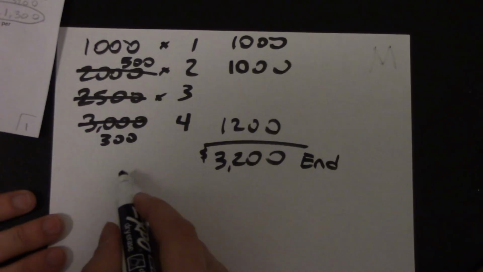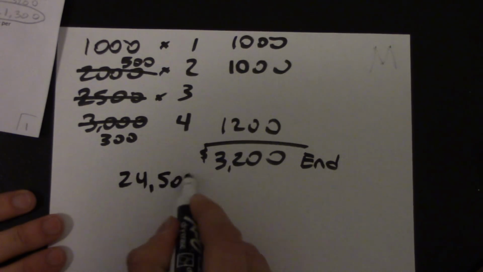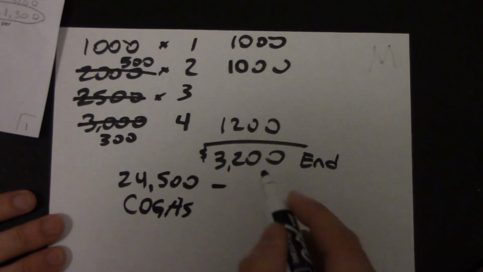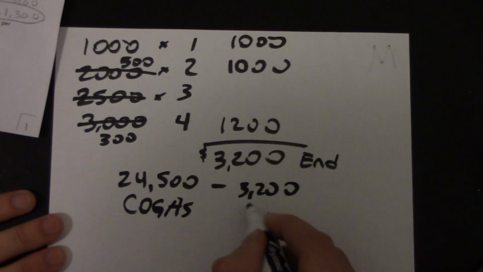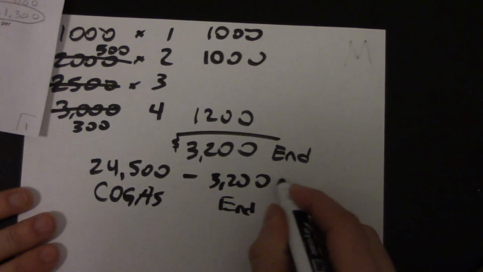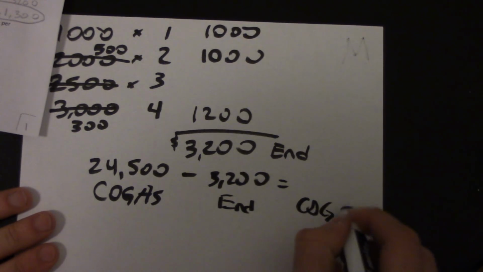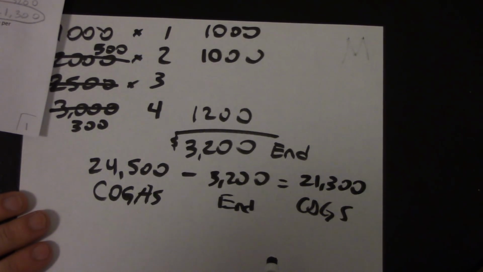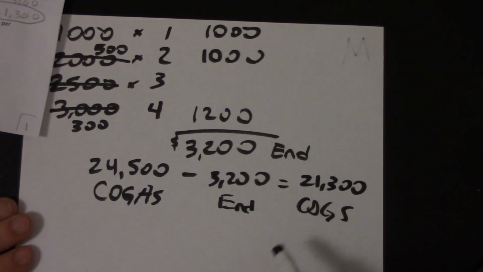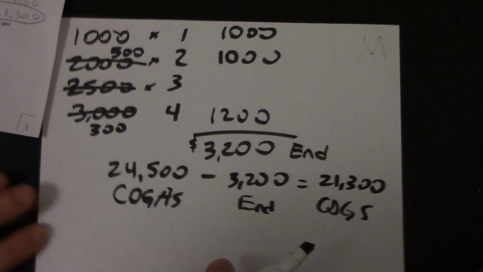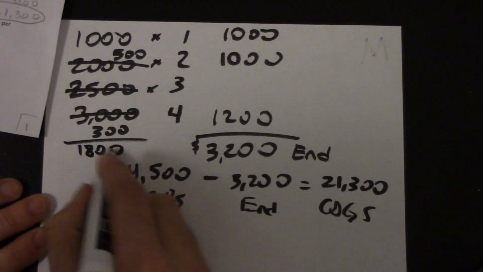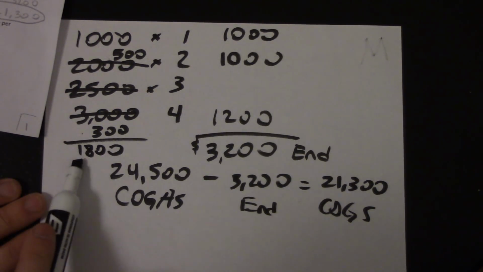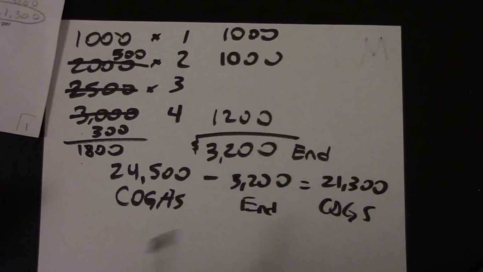Again, go back to the equation. Take 24,500. That's my cost of goods available for sale, minus my ending inventory of 3,200. Gives us a cost of goods sold of 21,300. That's LIFO perpetual. Okay, and again, we're still left with 1,800 units, 1,000 up here, 500 here, 300 here is 1,800. Again, don't use it in that equation.